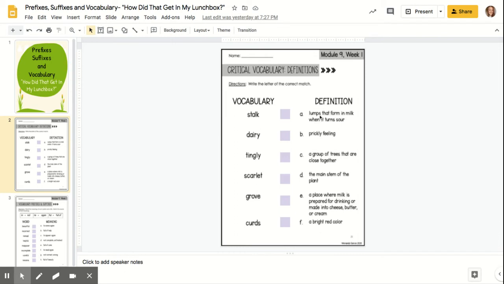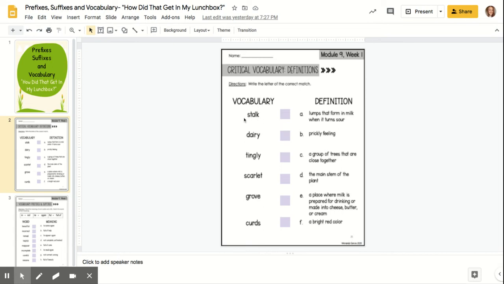A, lumps that form in milk when it's turned sour. B, prickly feeling. C, a group of trees that are close together. D, the main stem of the plant. E, a place where milk is prepared for drinking or made into cheese, butter, or cream. Or F, a bright red color.